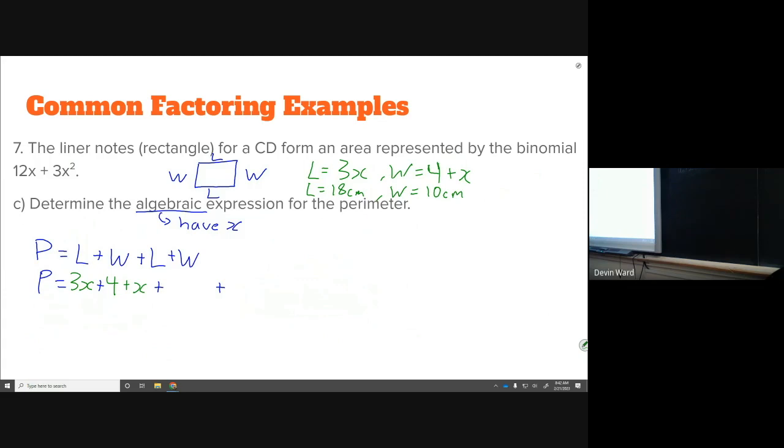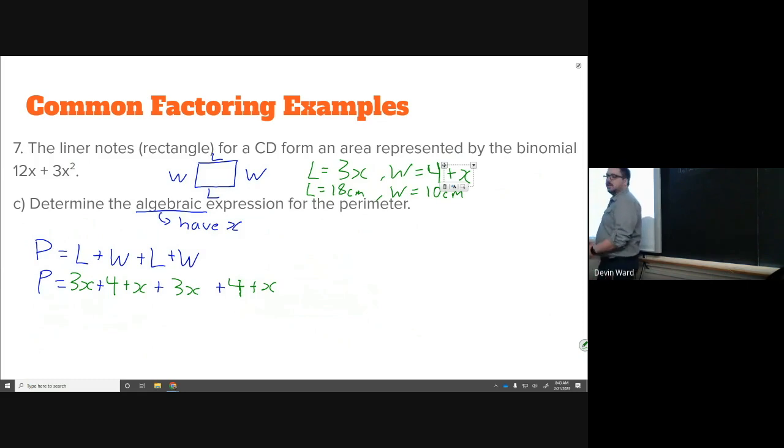Yeah, that's fine. So we take 3x, sub it in, then 4 plus x is our width, we sub that in, then we add it to another 3x, then we add another width, which is 4 plus x. So we do 3x length plus our width, 4 plus x, plus length plus width. So it's 3x plus 4 plus x plus 3x plus 4 plus x.